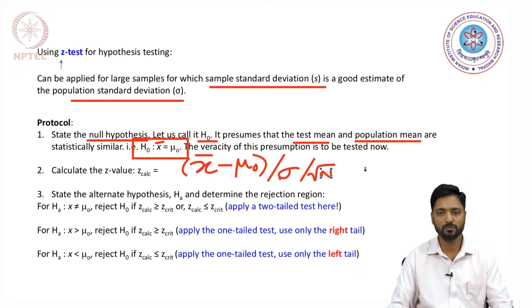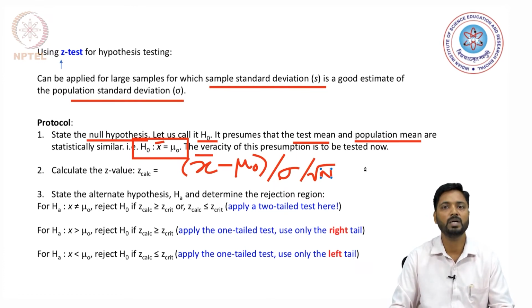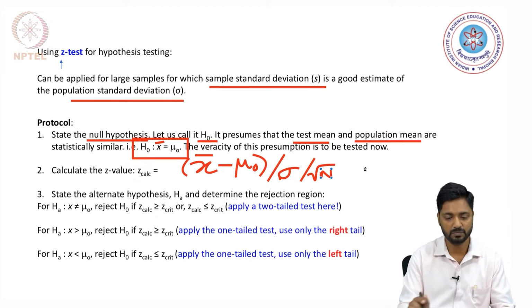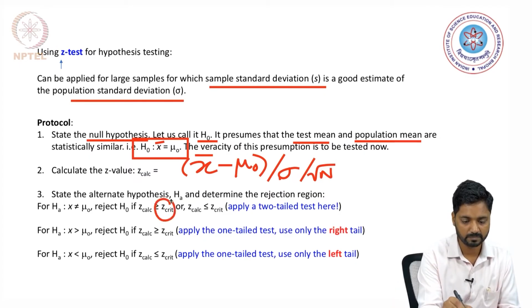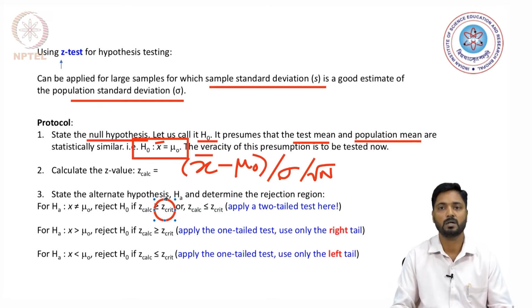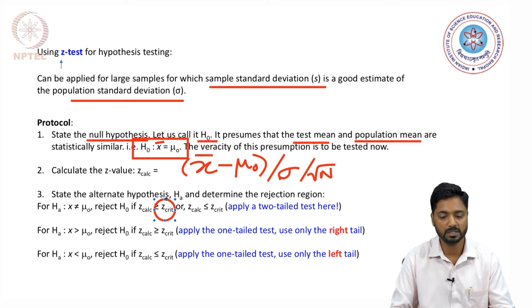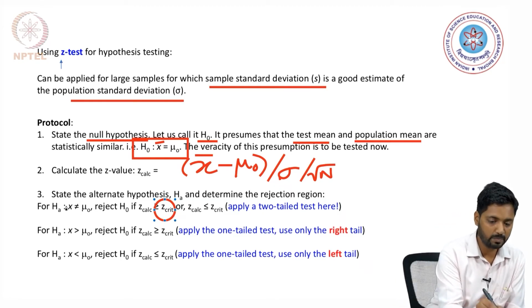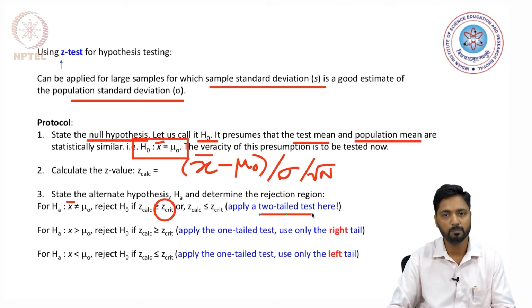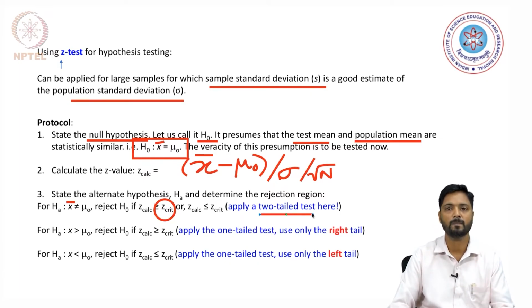So when we do our z calculation this way, we can compare this calculated z value with a critical z value, which we have denoted as z critical. Now comes the question that we need to address: whether it is only about x bar being not equal to mu naught. In those cases we will apply the two-tailed test and we will compare whether the z calculated value is either greater than the z critical or less than the z critical.